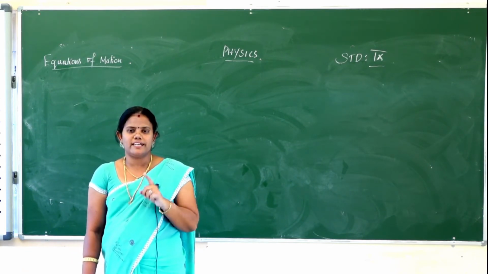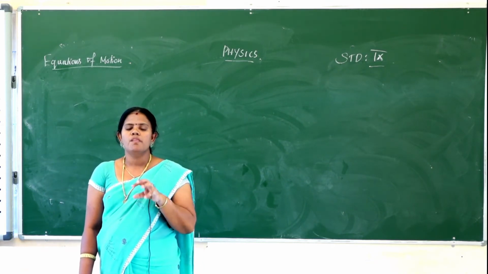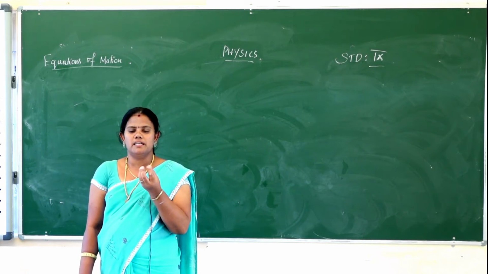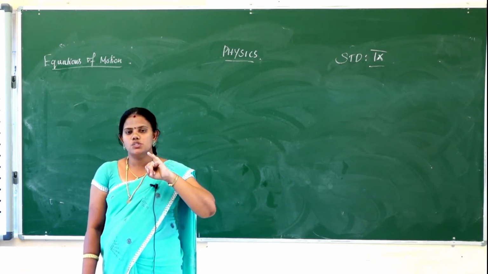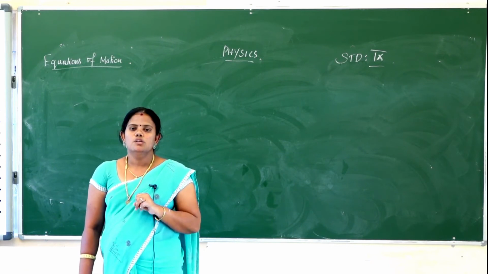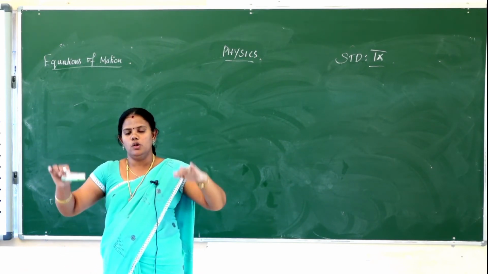So first, activity 1: you take a big stone and one simple eraser. You take the two objects, one is a large stone and another one is an eraser. Both objects will be dropped from height to low.